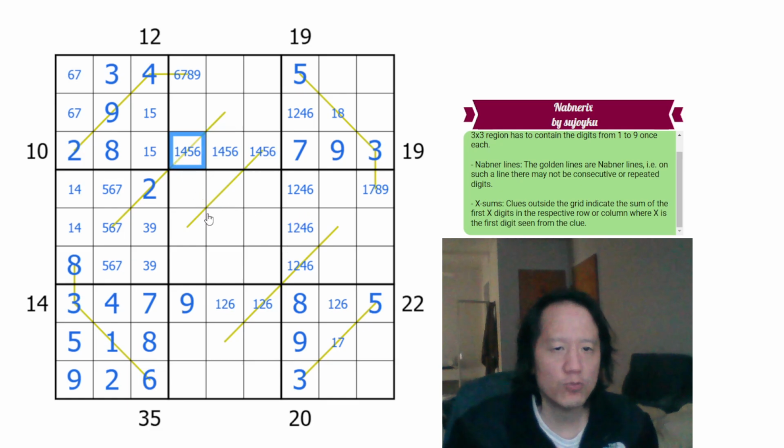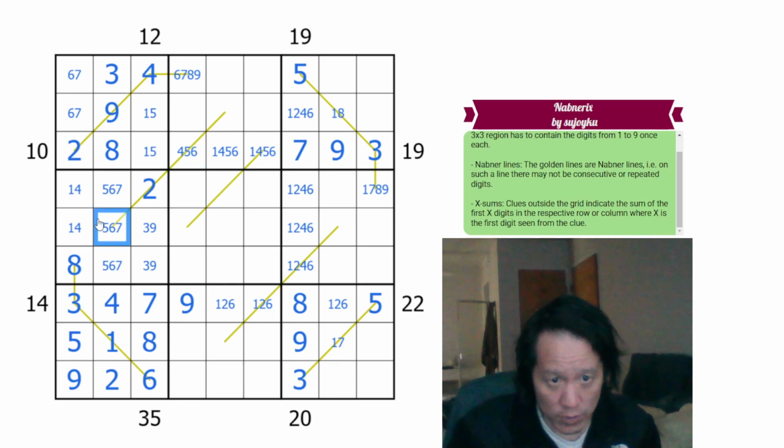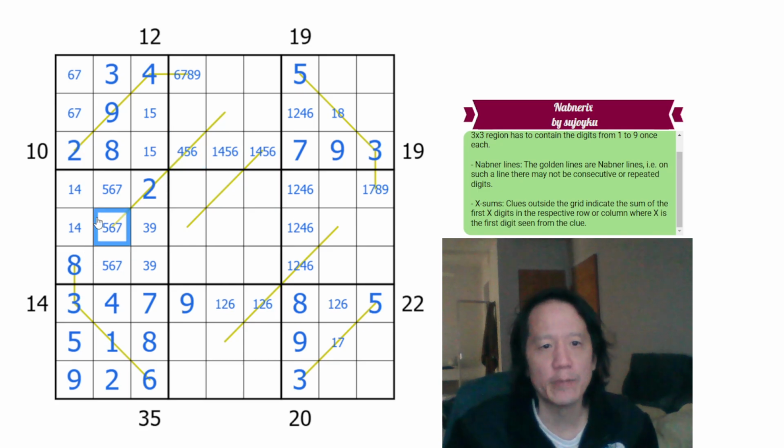But it cannot be 1, because if this were 1, then that would be consecutive with 2, and that's not possible in a Nabner line. If this were 6, this could no longer be 6 because there's no repeats on Nabner lines. And then 5 or 7 would have to be there, but those are consecutive with 6, so therefore this can't be 6. So this is 4 or 5. If this is 4, this can't be 5. If this is 5, this can't be 5. Because 4 would be consecutive with 5, and there are no repeats allowed on a Nabner line. Therefore, this is 6 or 7.